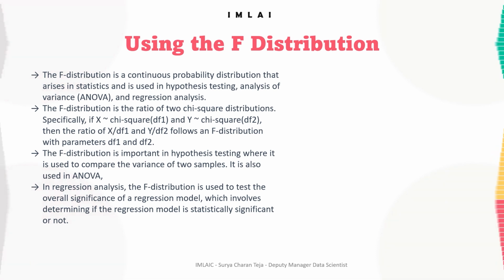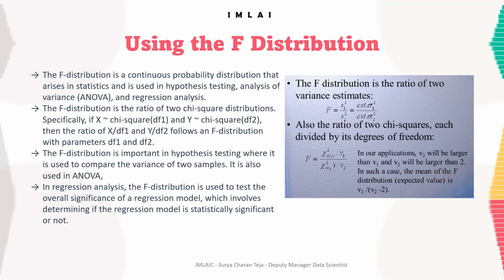So in summary, the F distribution is a key probability distribution used in statistical analysis, in hypothesis testing, ANOVA and regression analysis. Its shape depends on the values of the degrees of freedom, and it can be plotted using either the probability density function or the cumulative distribution function.